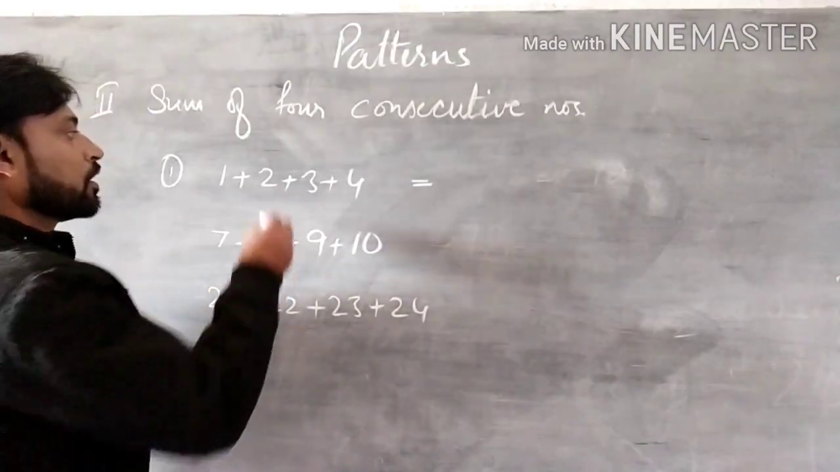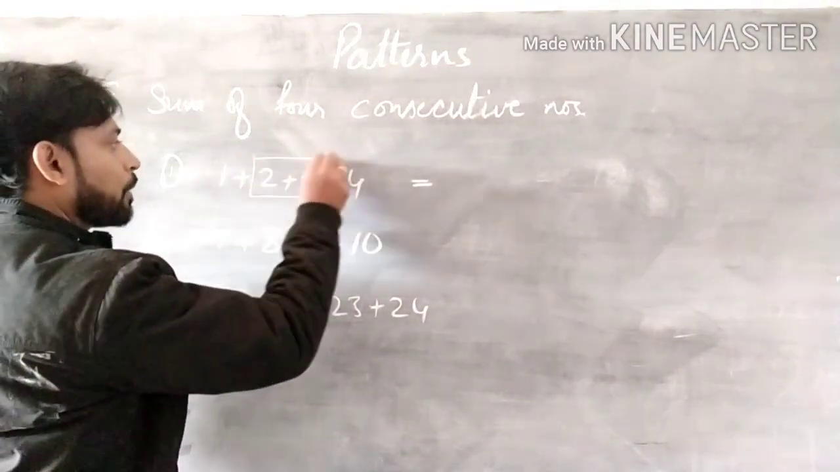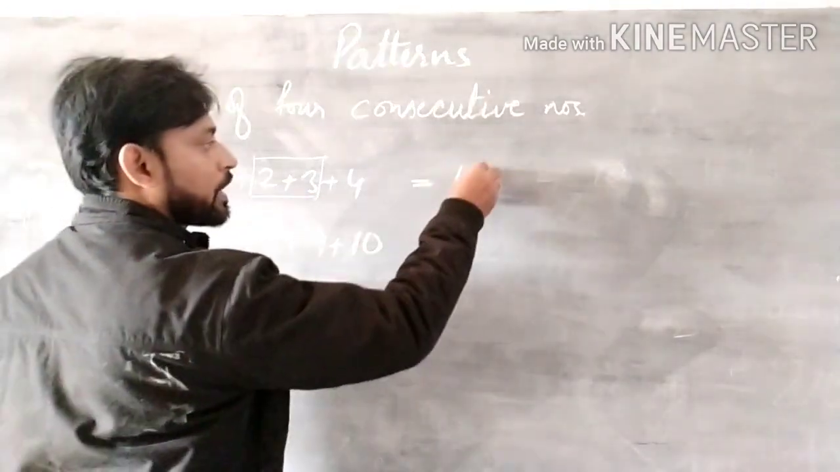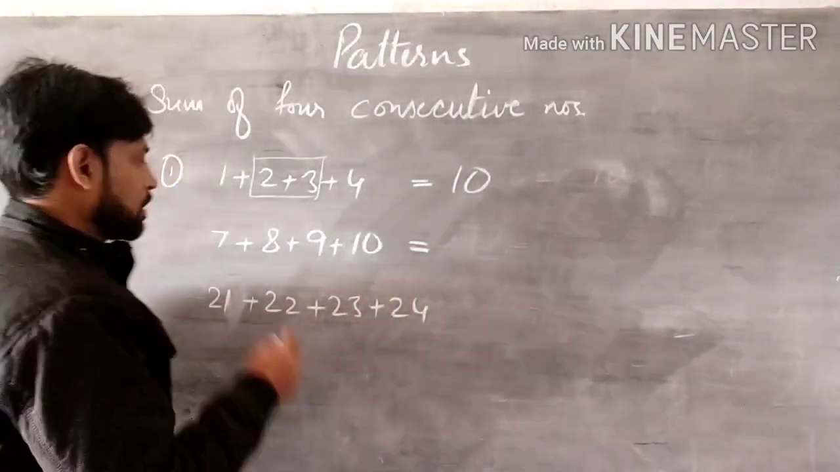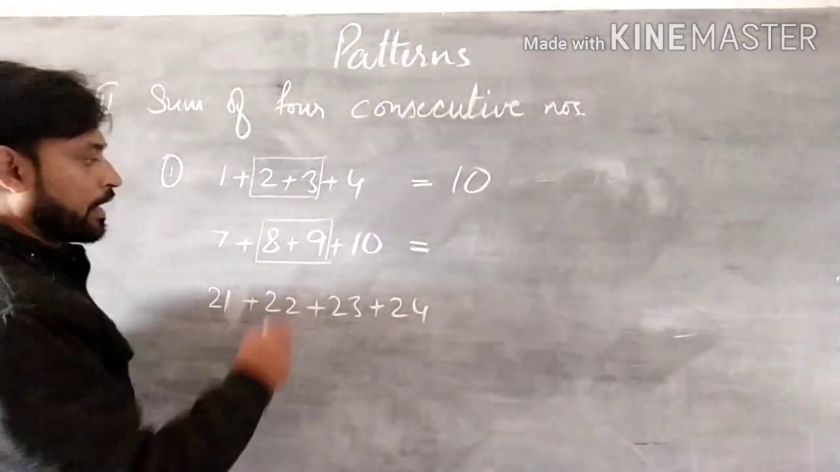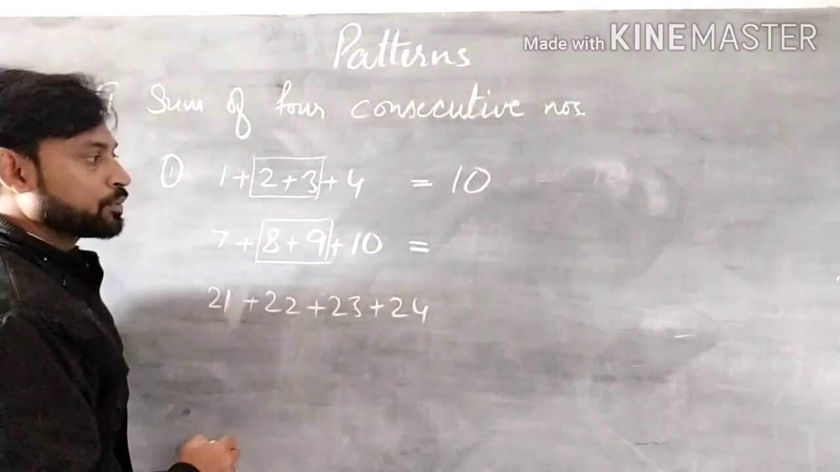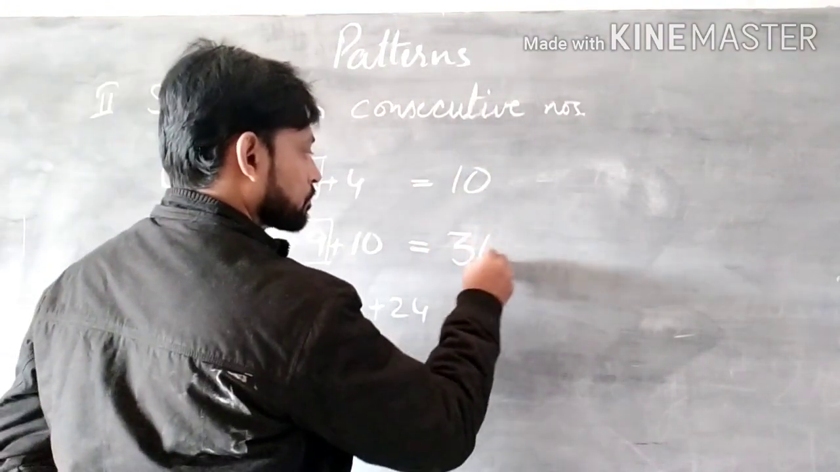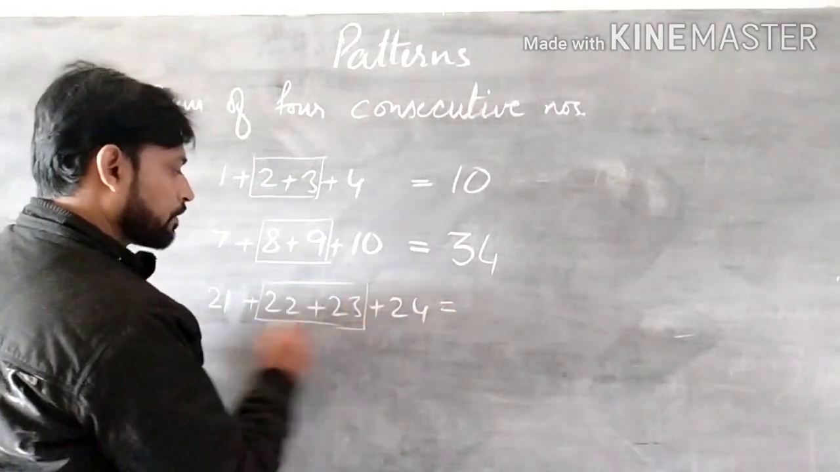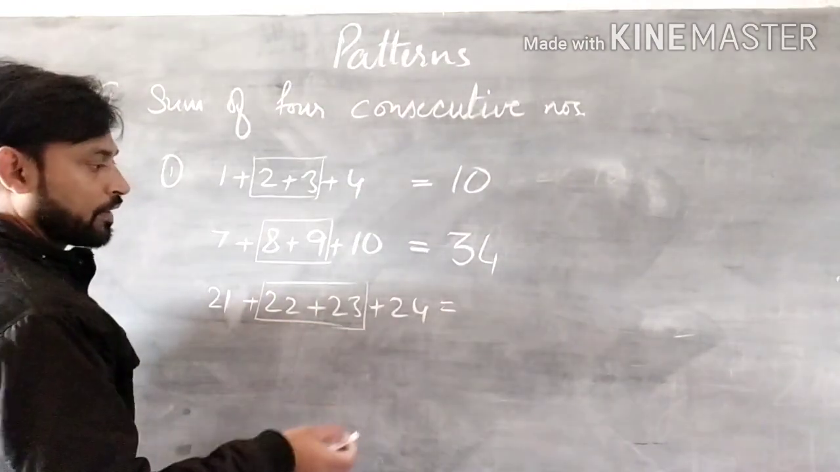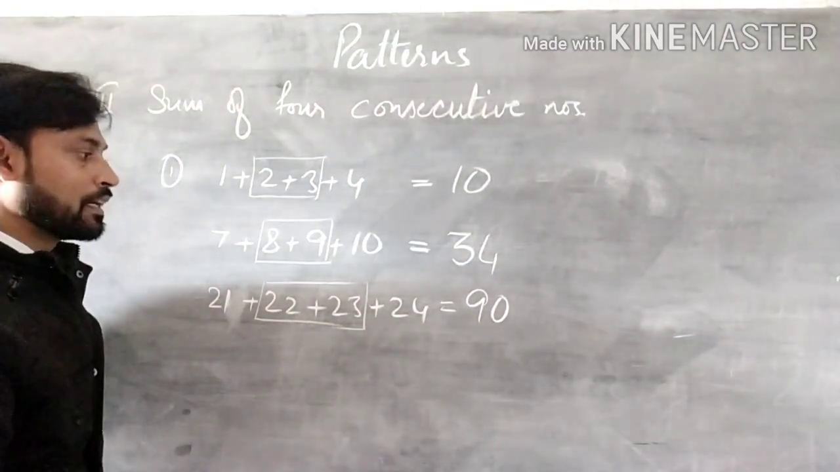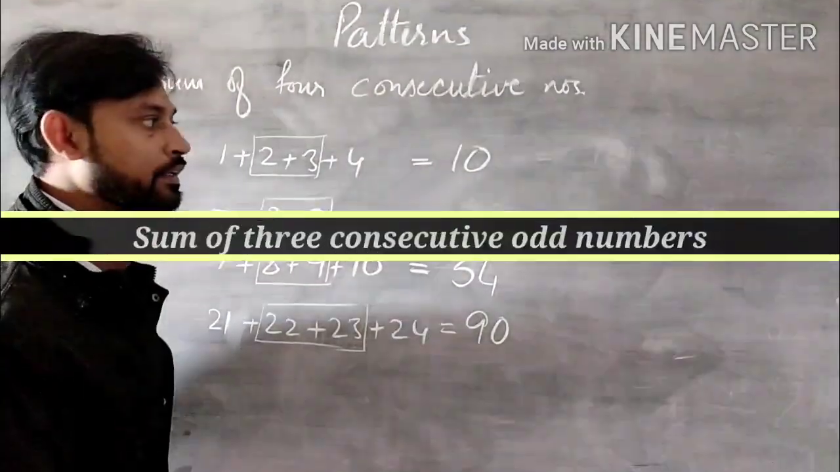In this case you have to just add the middle numbers and multiply by 2. So 2 plus 3 is 5, 5 twos are 10. So the answer is 10. Here 8 plus 9 is 17, 17 twos are 34. Now here 22 and 23 is 45, 45 into 2 is 90. So this is the way you can find it directly.